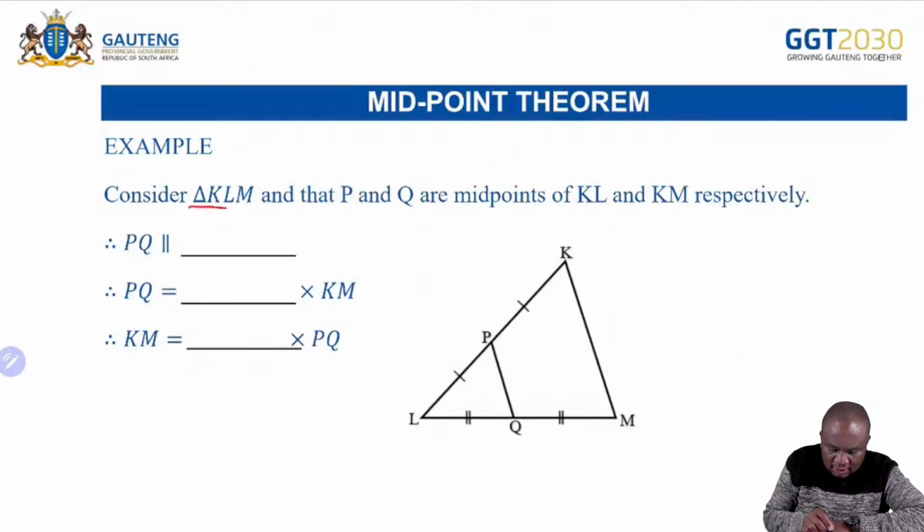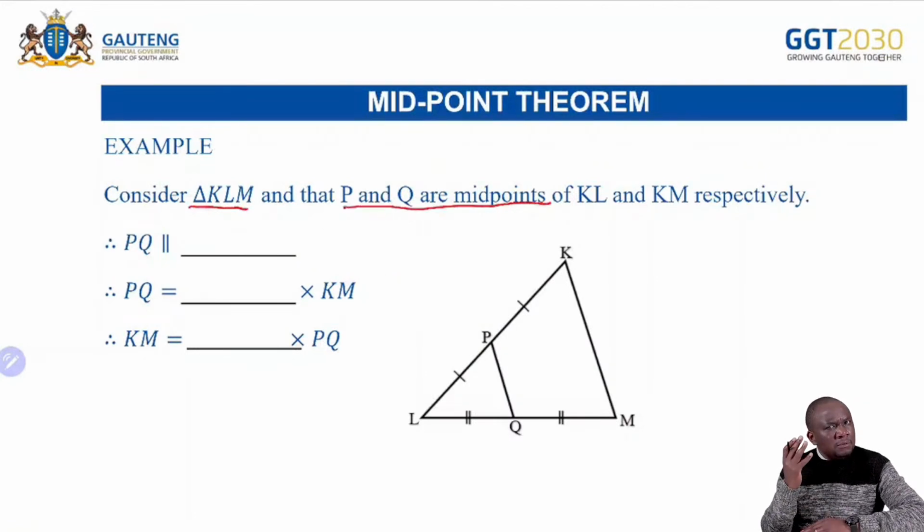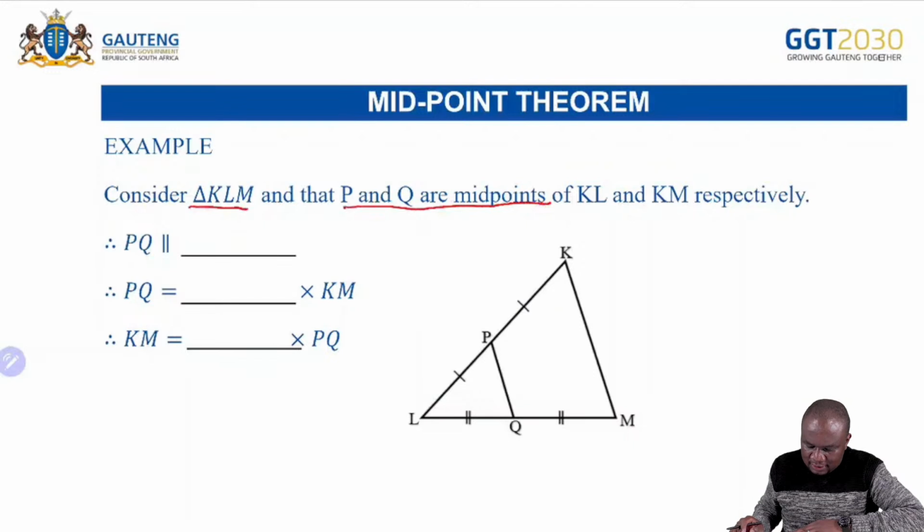Triangle KLM and that P and Q are midpoints. You see that? It gives you a clue. P and Q are midpoints. This should be midpoint theorem. You see that? And then KL and KM respectively.